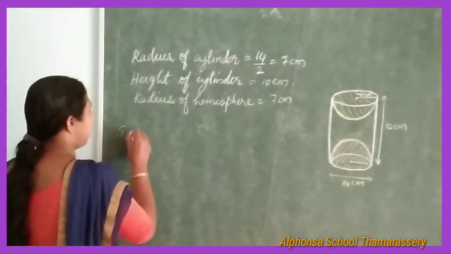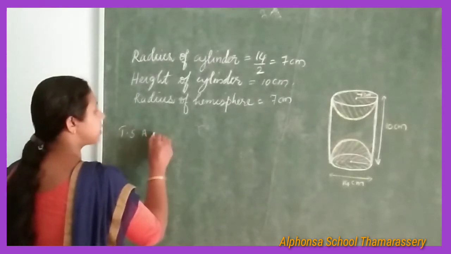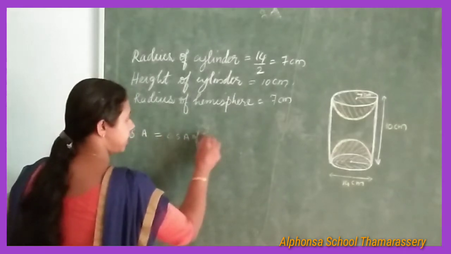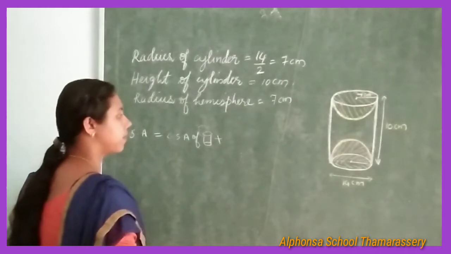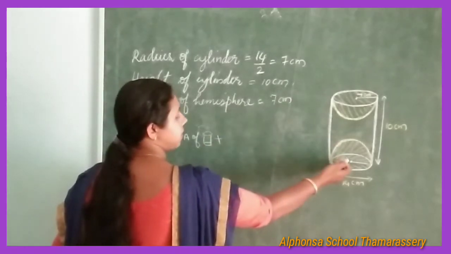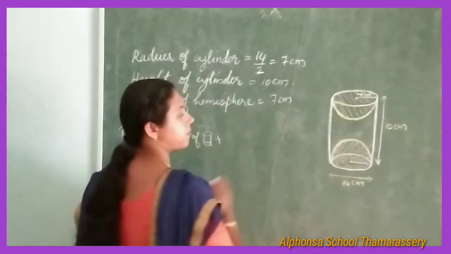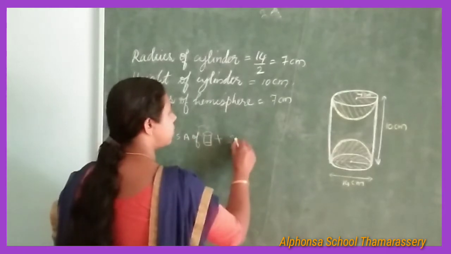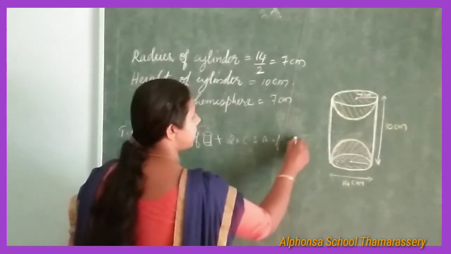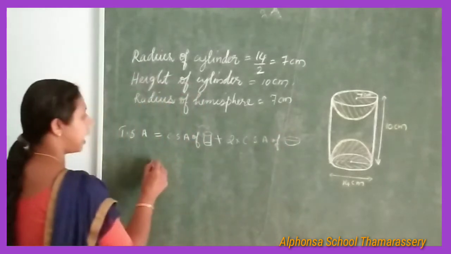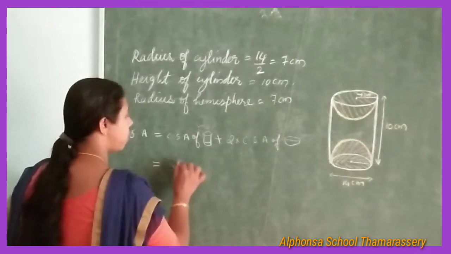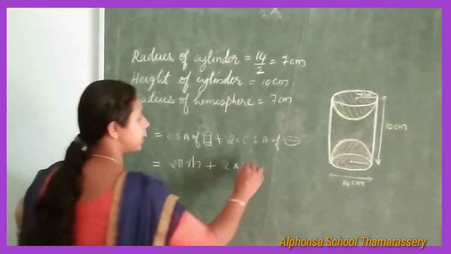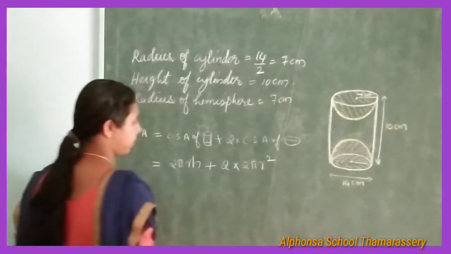The total surface area of the remaining solid is equal to the curved surface area of the cylinder plus 2 times the curved surface area of the hemisphere, because at both ends there will be a hemispherical shape. So 2 into the curved surface area of the hemisphere. You know that the curved surface area of the cylinder is 2 pi r h, plus 2 into the curved surface area of the hemisphere, which is 2 pi r square.